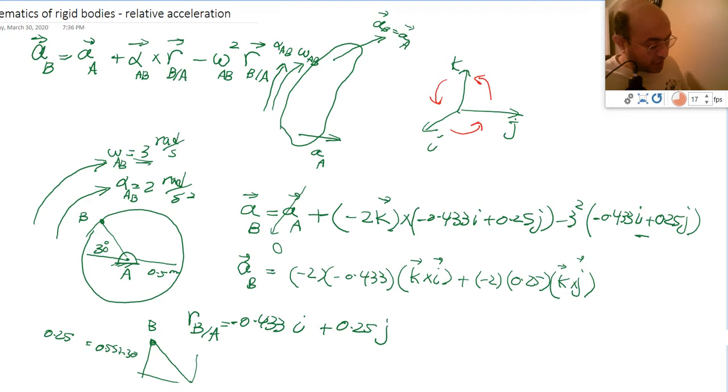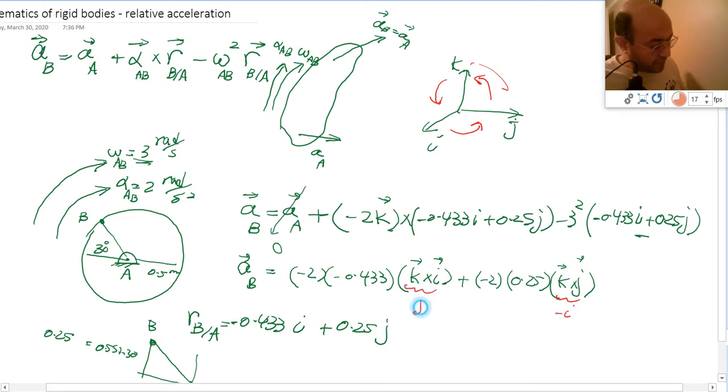And then the next one we have is K cross J. So K cross J is going to go the opposite way. Because J cross K is I, but K cross J will be negative I. So this will be negative I, and this thing is going to be simply J. So I'm going to repeat the rest of them.